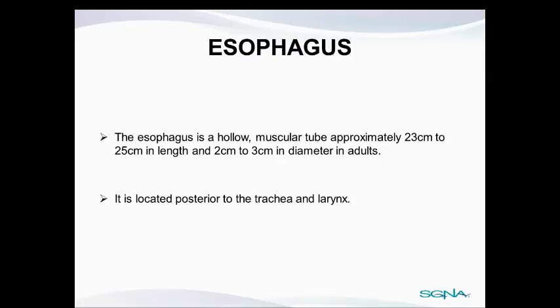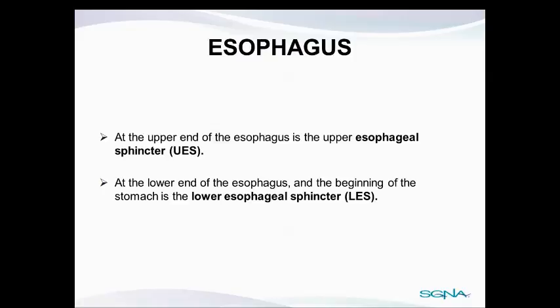It's located posterior to the trachea and the larynx. It passes through the diaphragm into the abdomen at the diaphragmatic hiatus. Almost immediately after it passes through the hiatus, the esophagus enters the stomach. At the top of the esophagus is the upper esophageal sphincter. The lower part of the esophagus is directly above the angle of His, and at the junction between the tubular esophagus and the stomach is the lower esophageal sphincter.